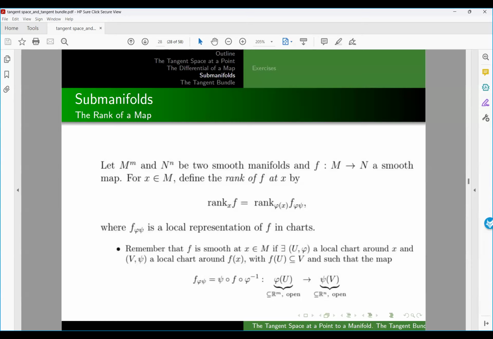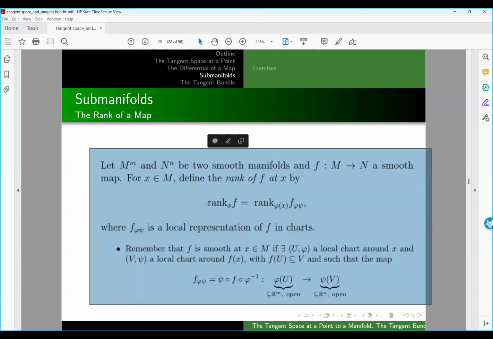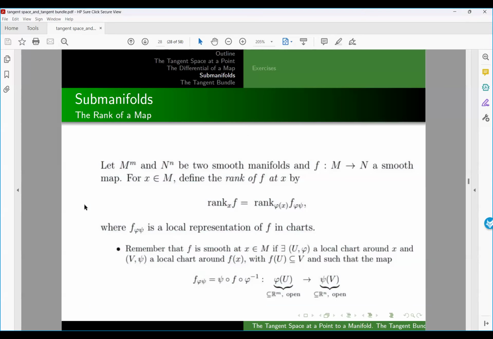So let me see if I can maybe write here. Okay, well, whatever. Sorry. All right, so I'm going to take examples anyway. Now I remind you what the local representation is. You've just seen it in a quick revision from yesterday. So remember, the rank of a function at a point is the rank of its local representation in some charts.